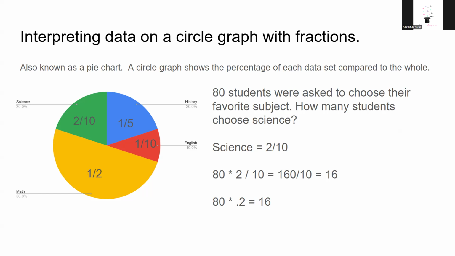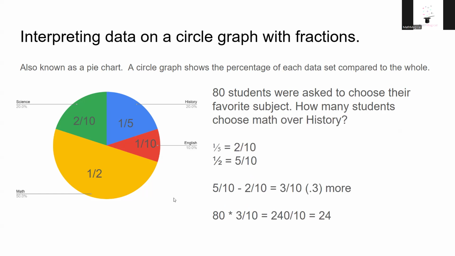So if we look at this, it's 2/10 choose science. So we can think of this as 80 times 2 over 10. Well, I like to do 80 times 2 and get the 160 and then divide by 10, which gives us 16. You could also think of this as 80 times 0.2, which also would give you 16. Either way, you're going to get to the same answer.